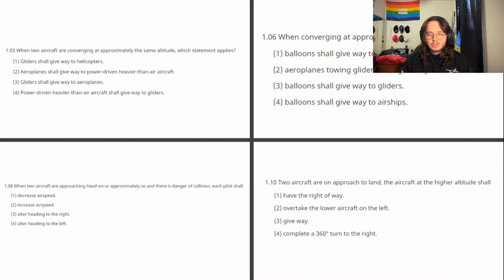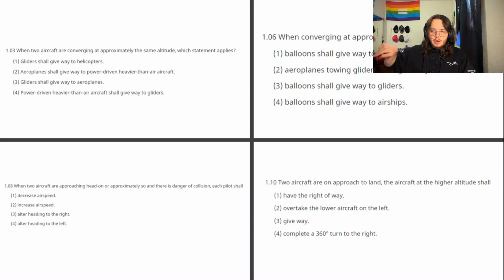But now, some of you might get tripped up on answer 2 here. Shall give way to power-driven heavier than air aircraft. What does that mean? That's one of the PSTAR things. They'll ask you questions that make no sense. An airplane is a power-driven heavier than air aircraft. This answer is nonsensical. The answer would be power-driven heavier than air aircraft shall give way to gliders.